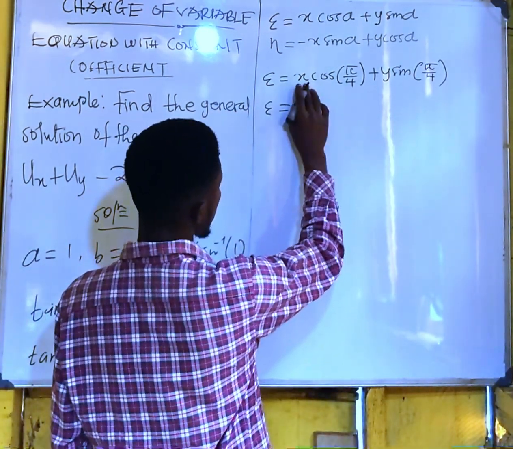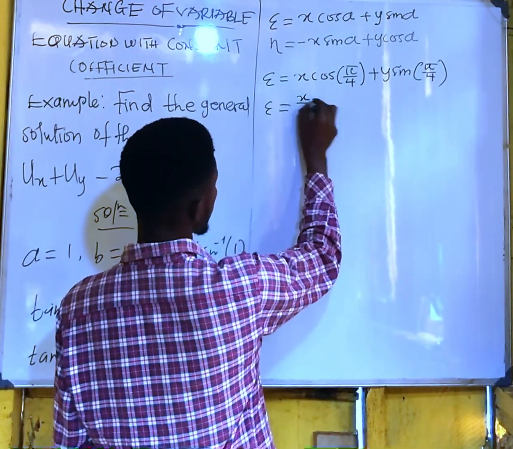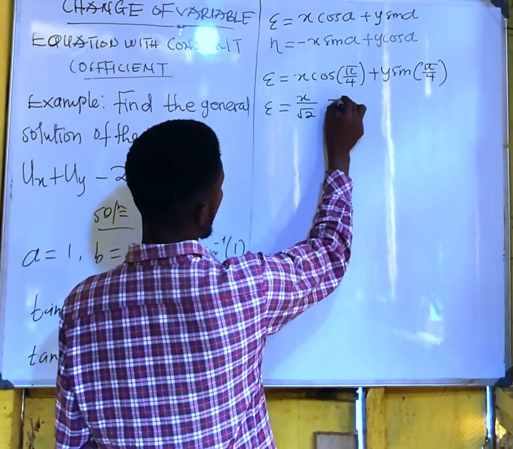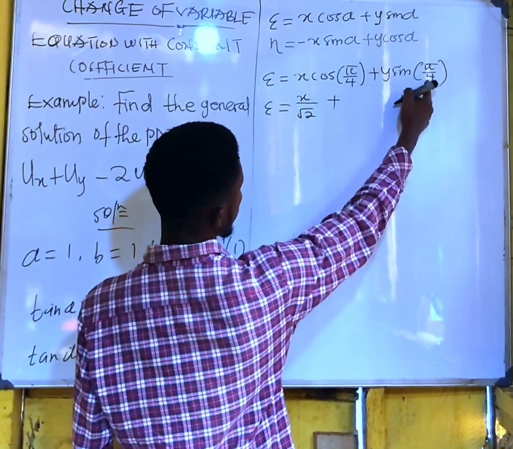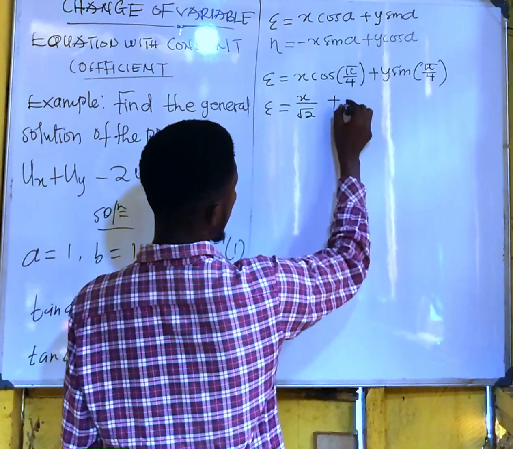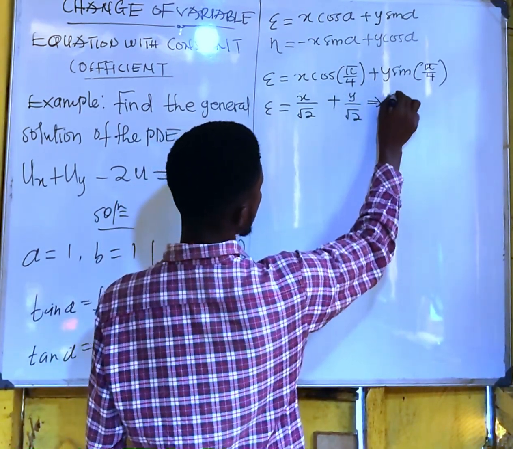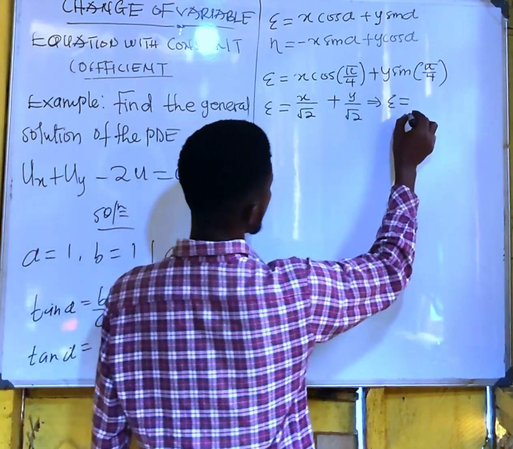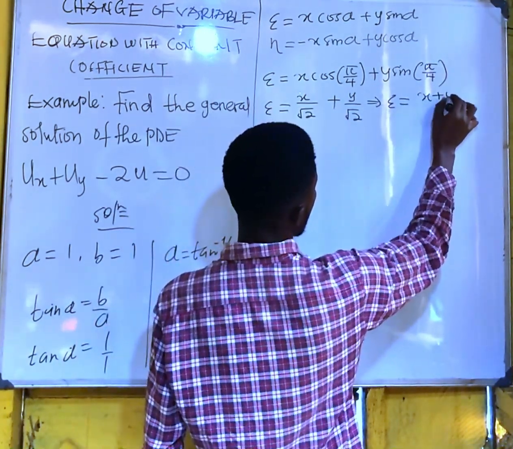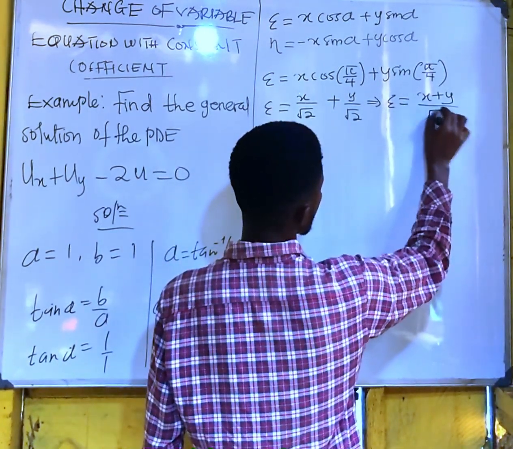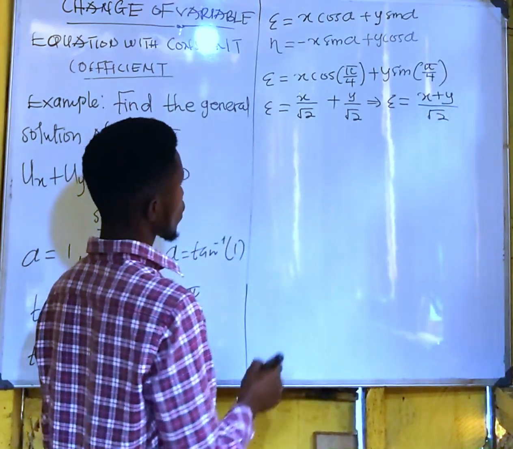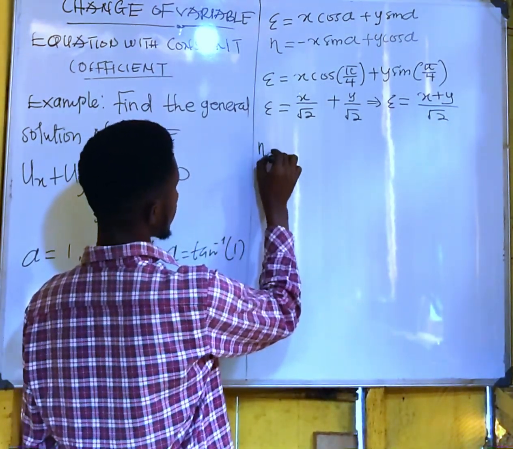So 1 over root 2 times x will be what? X over root 2. And this sine pi on 4 is also 1 over root 2 times y, will be y over root 2. So this implies that xi will be equal to x plus y over root 2. Is that okay?